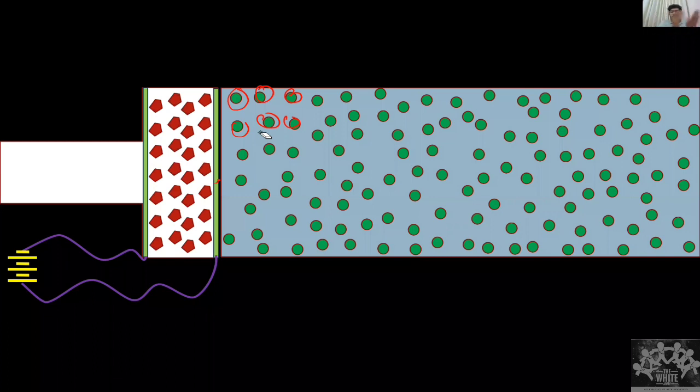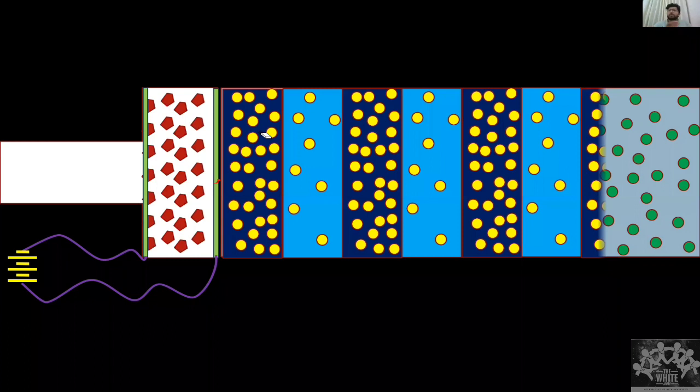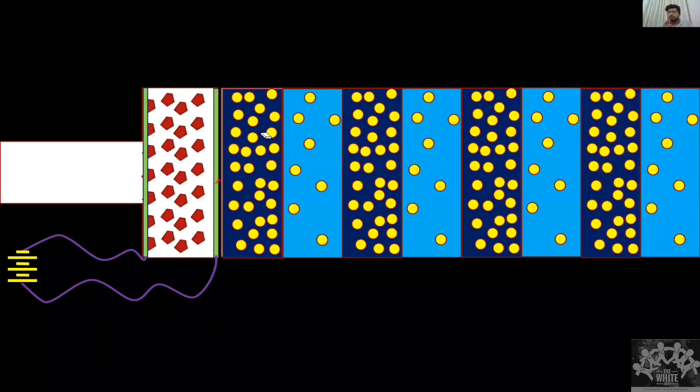ultrasound, that is compression and rarefaction. So that is what is produced by our ultrasound, and this will propagate along the direction of the vibration. So this is how the ultrasound propagates. The particles are moving parallel to the direction of propagation.